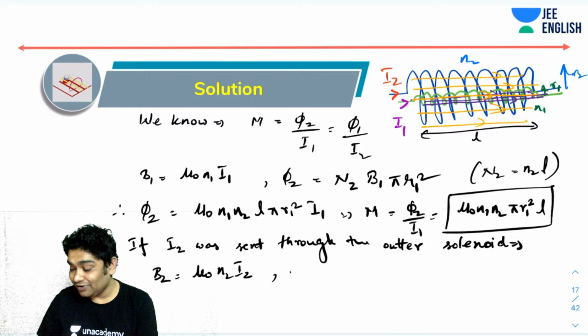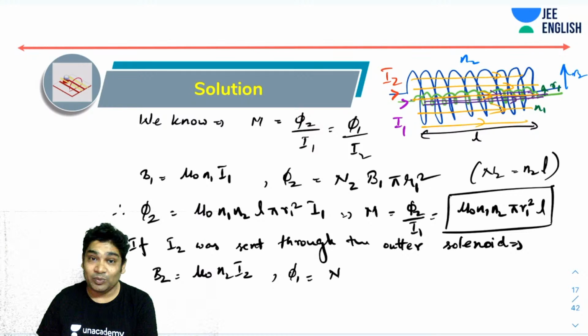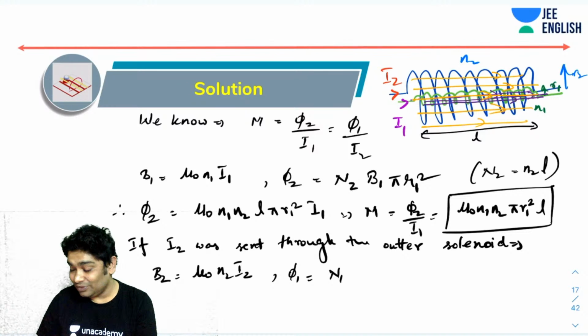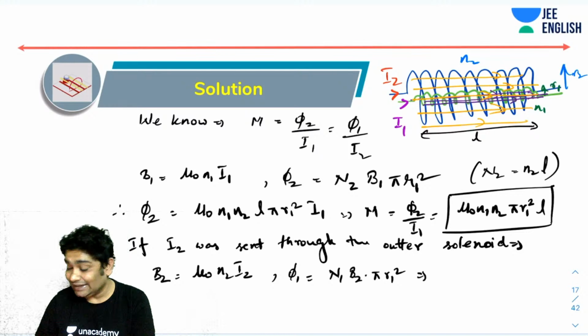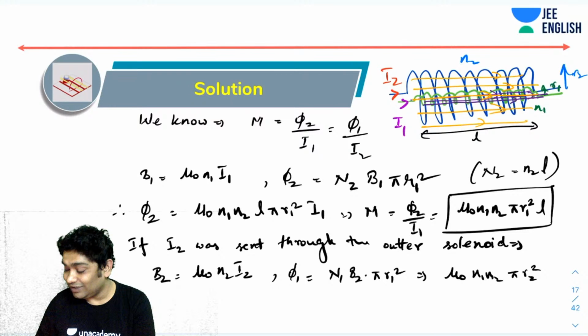From here you will realize phi 1 would have been equal to N1, which would be the total number of turns in solenoid number 1, times B2, times the area of one, which would be again pi r1 square. If you substitute the values here, again you will get the same answer: mu naught N1 N2 by r2 square, r1 square only, because the area of the inner coil is pi r1 square, times L times I2.